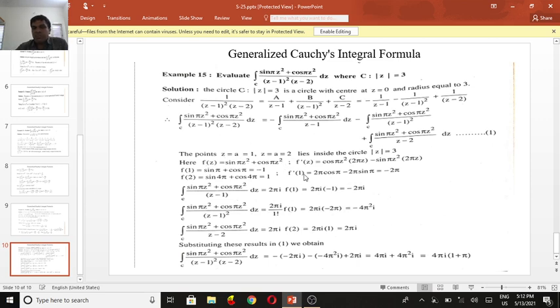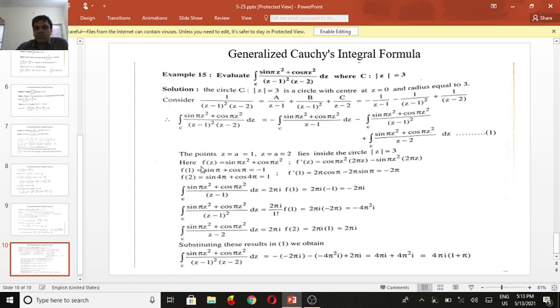Derivative of f of z: the derivative of sin is cos pi z square, and the derivative of pi z square is 2 pi z. Again, the derivative of cos pi z square is minus sin pi z square, and the derivative of pi z square is 2 pi z. If we replace z by 1, the derivative of f at 1 is 2 pi cos pi minus 2 pi sin pi. Sin pi is 0, and 2 pi cos pi is minus 1 times 2 pi. So we get minus 2 pi.